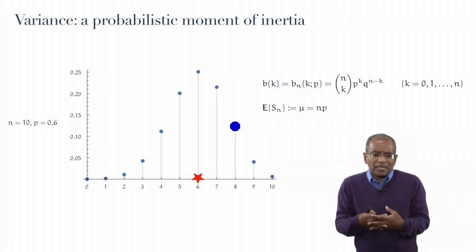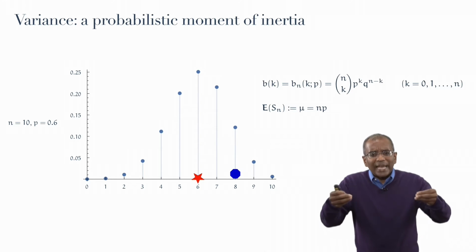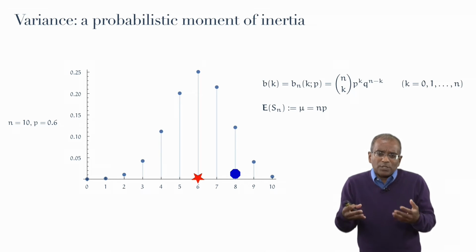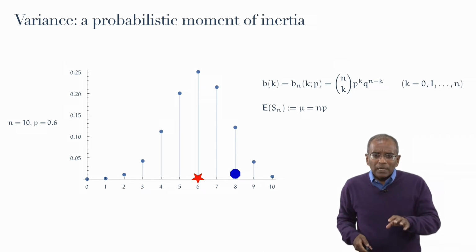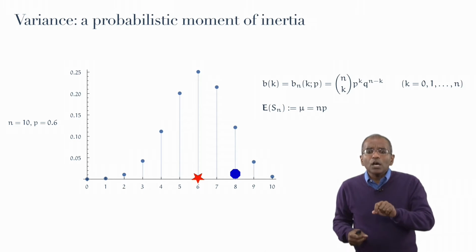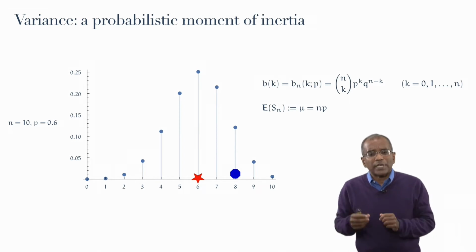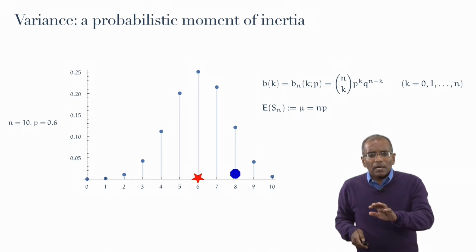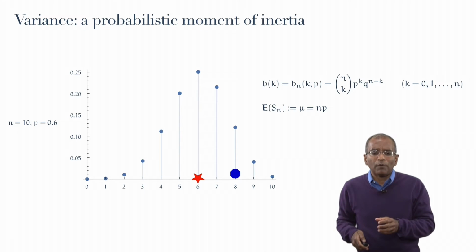It's significant. How far is 8 from the center 6? Well, clearly, 8 minus 6, or 2. Now, it makes little matter whether we are to the right of 6 or to the left of 6. All that matters is how far we are from the center.